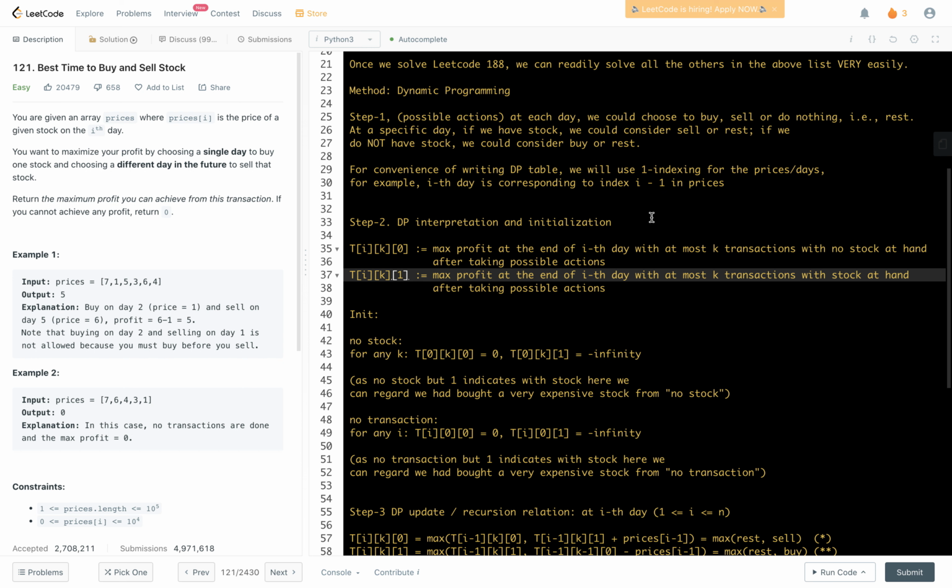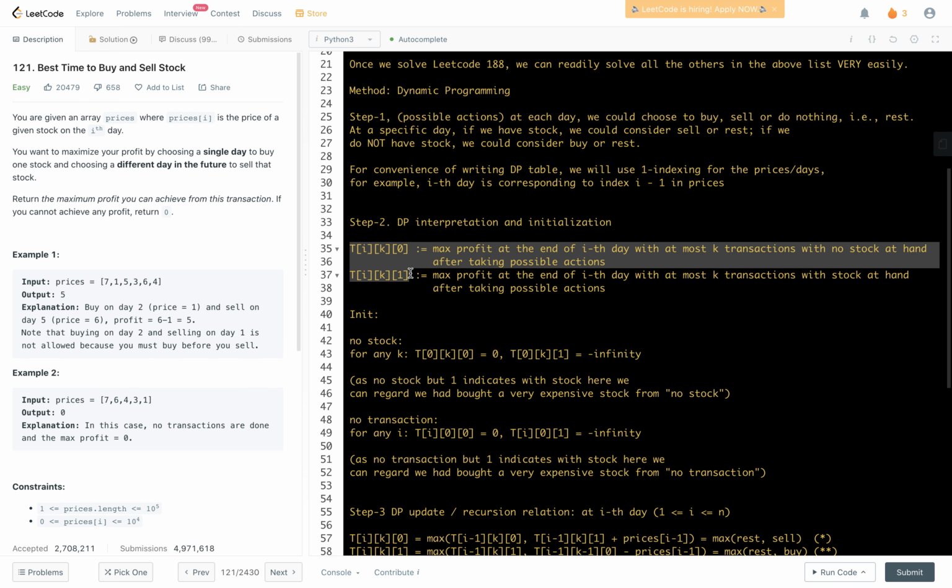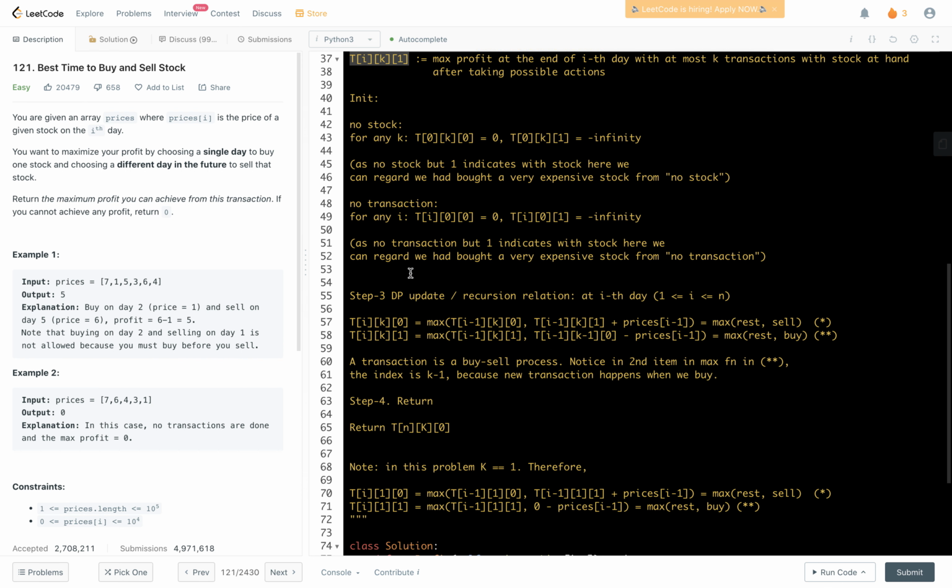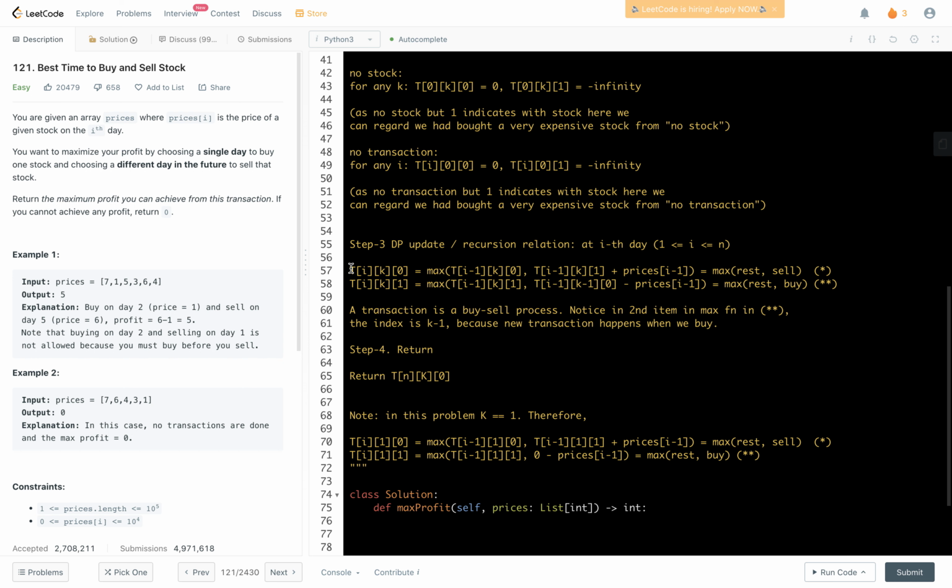So here we are using one indexing for the days. For example, day I corresponds to the index I-1 in prices, as in problem 188. So this is the interpretation of the DP table, the DP elements, and this is the DP update rule. So TIK0 equals this one.